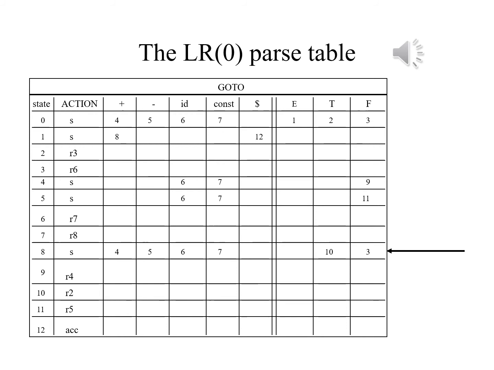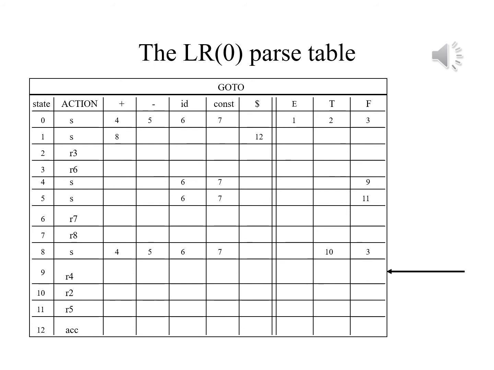State 8 has 6 non-final items. Therefore, the action is shift. We will transition on plus and minus to states 4 and 5 respectively. We will transition on identifier and constant to states 6 and 7 respectively. And on T and F, we will transition to states 10 and 3 respectively.